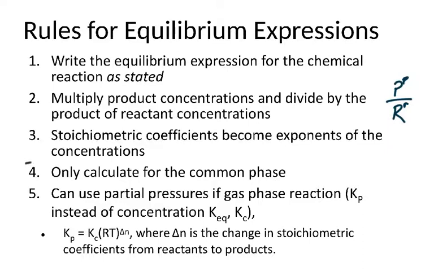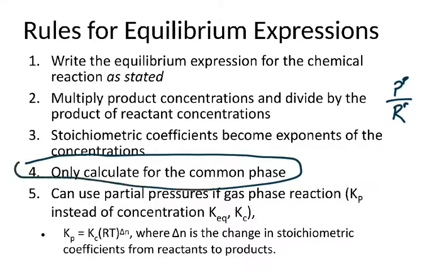Number 4, only calculate for the common phase. That means if you have A that's aqueous plus B that's a solid in equilibrium with C that's aqueous plus D that's aqueous, you're going to ignore the solid. So the common phase is typically either aqueous or gas phase. And if you see something that's a solid or a liquid, you can ignore it in the equilibrium. In fact, you should ignore it in the equilibrium expression.